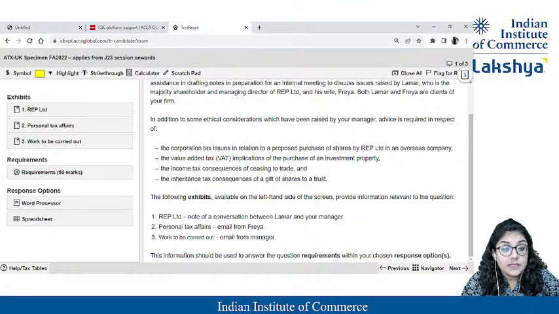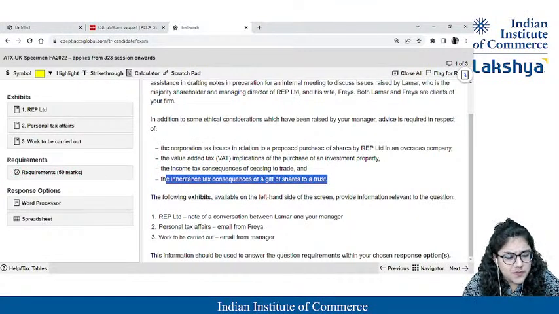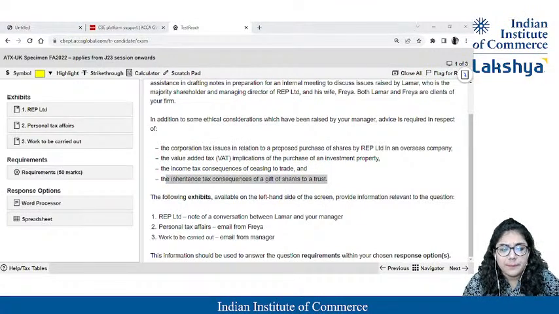And the last point, they want to know about the inherent tax consequences of the gifts of shares to the trust. So to some company or trust, they have given some gifts in the form of shares. So there could be some inherent complications also. So need not worry. We are going to go slow. We are going to go very slow.